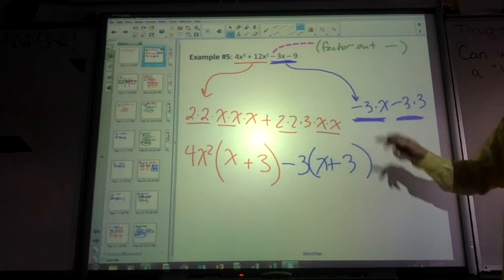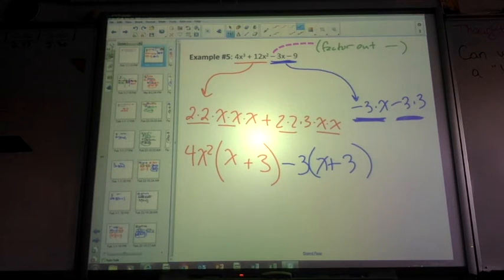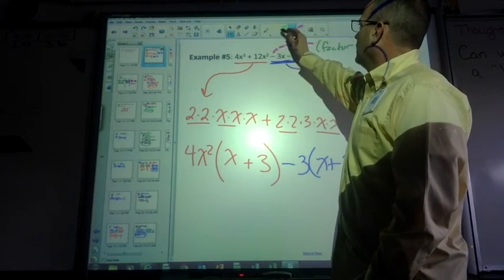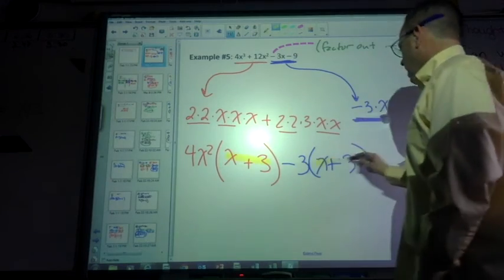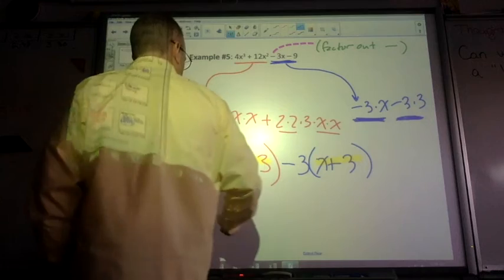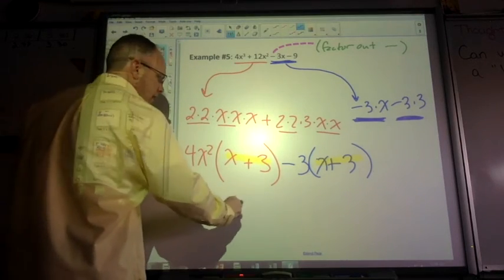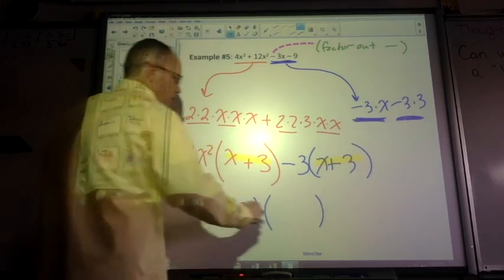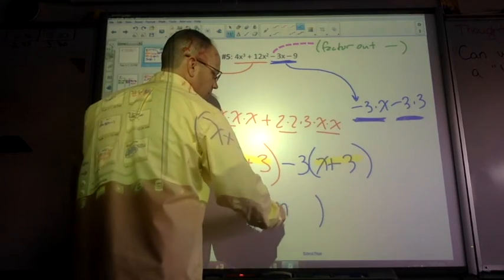Does this kind of look like anything in common? The parentheses are the same. Good, the parentheses are the same, so let's highlight it, because I'm all into the highlight stuff. Yay and yay. Those are the same, yes? So I have x plus 3. Almost done. What do I have left? 4x squared minus 3. Good.